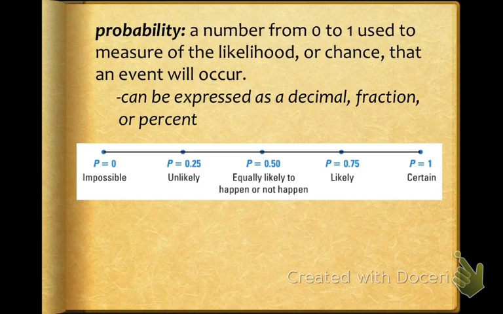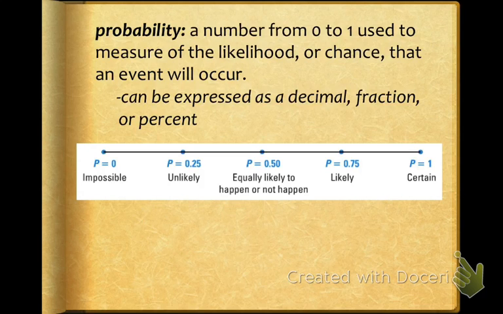Now, probability is going to be a number from 0 to 1 that we can use to measure the likelihood, or in other words, the chance that an event will occur. Now, I know you've done probability before, so we can go through this kind of quickly. It can be expressed as a decimal, a fraction, or a percent. The most common is typically as a fraction.